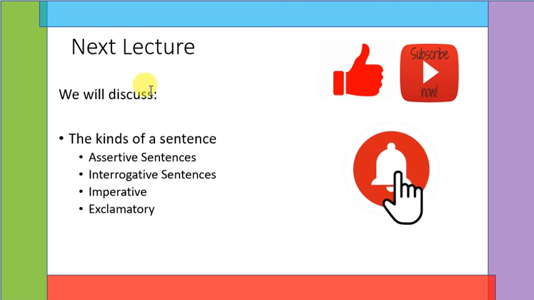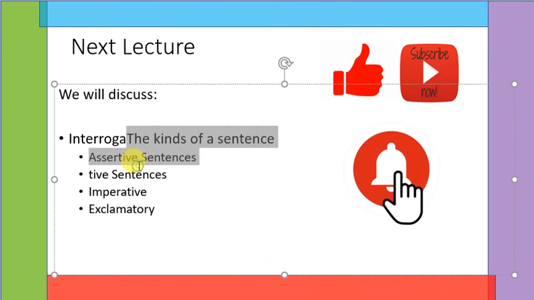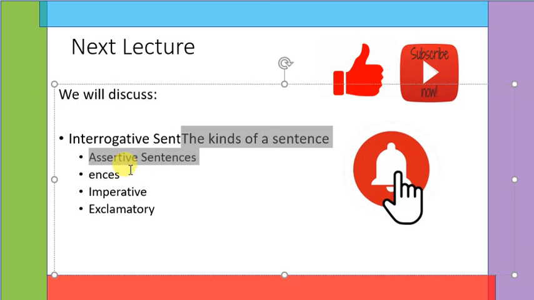In the next lecture, we will discuss the kinds of a sentence. Those are the assertive sentences, imperative sentences, interrogative sentences, and exclamatory sentences.